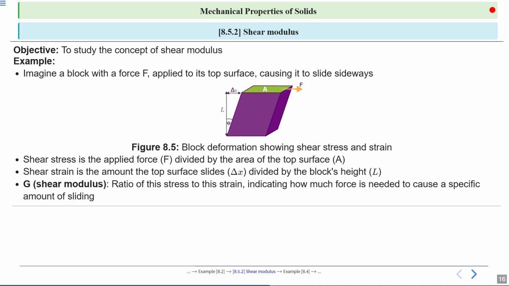Shear modulus, represented by G, is the ratio of the shear stress to the shear strain. It tells us how much force is needed to produce a certain amount of sliding. A higher G means the material is more rigid and resists deformation.